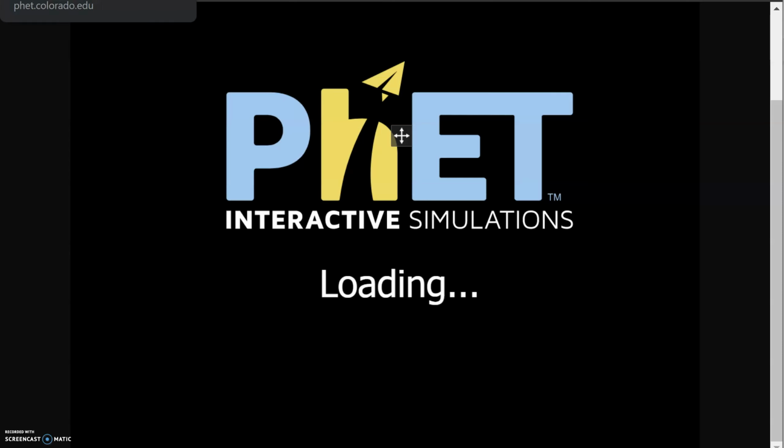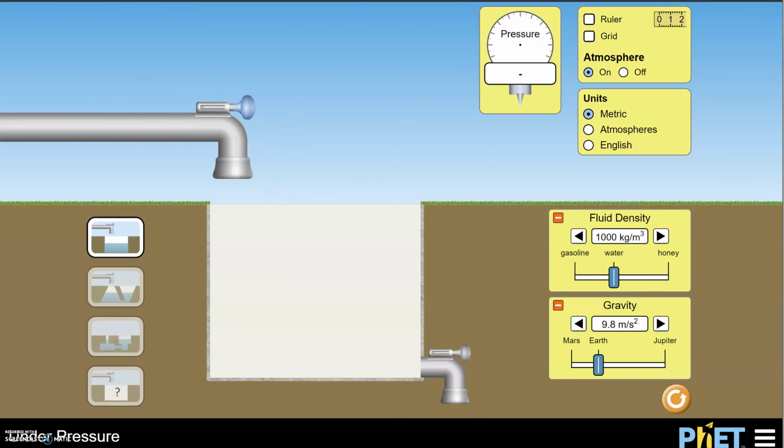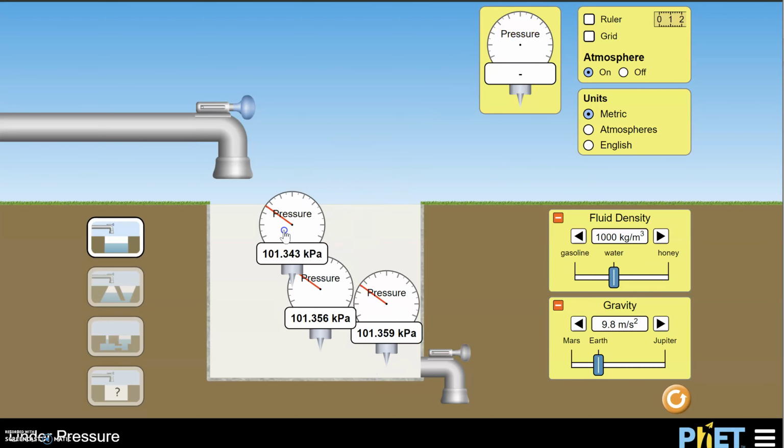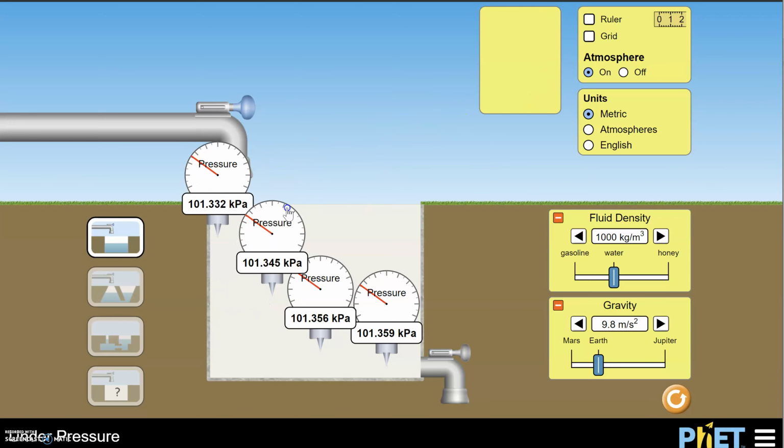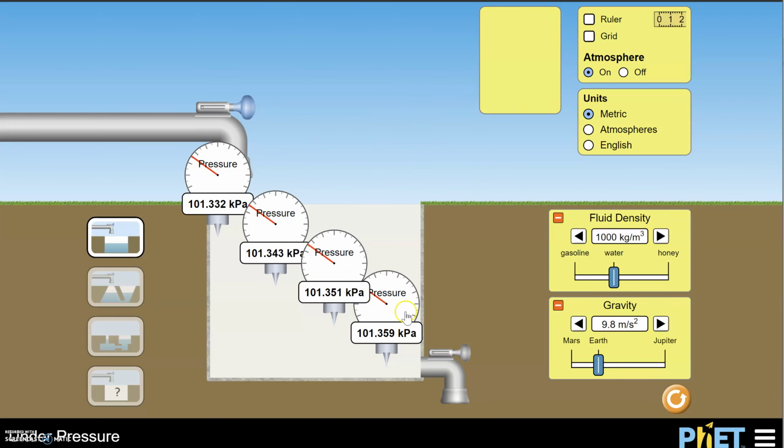is under pressure. So before we begin, let's start by placing our pressure gauges at different levels over here. Note that all these pressure gauges are at different heights, and I'm just going to release the water and we'll see which one has the highest pressure.